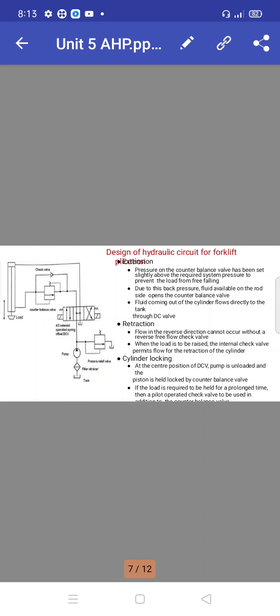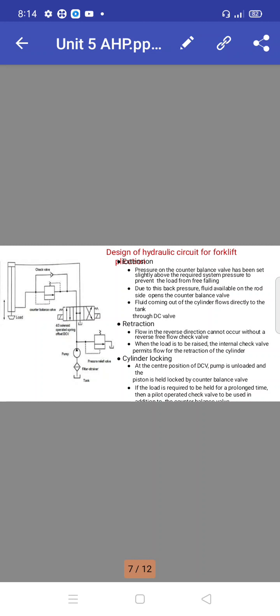So, design of hydraulic circuit for forklift. The forklift is used to lift the material to a certain height, keep the material at that height, and carry it for a certain distance. That's why we use the forklift. So this is the main criterion here. Here also the terms extension, retraction and cylinder locking are to be considered.